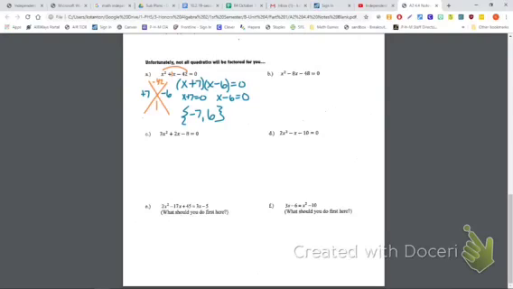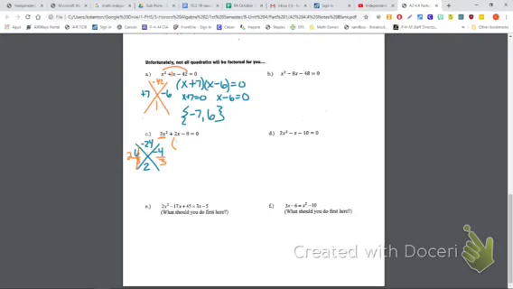Part C. Multiply the outside, negative 24, drop down the inside, 2. My two numbers that multiply to negative 24 and add to 2 are going to be positive 6 and negative 4. Now in this case, we have an A term. My A term is 3, so I'm going to divide by 3, divide by 3. Simplify that. 6 divided by 3 is 2. Negative 4 over 3 doesn't simplify.